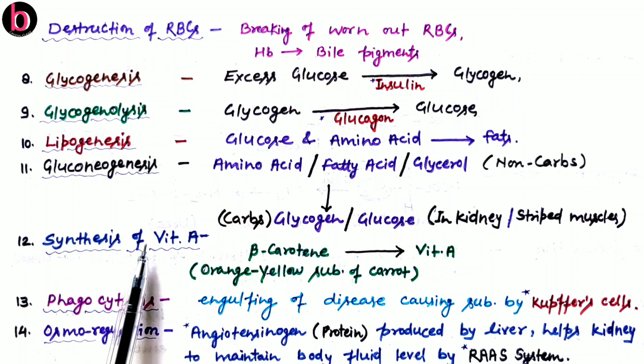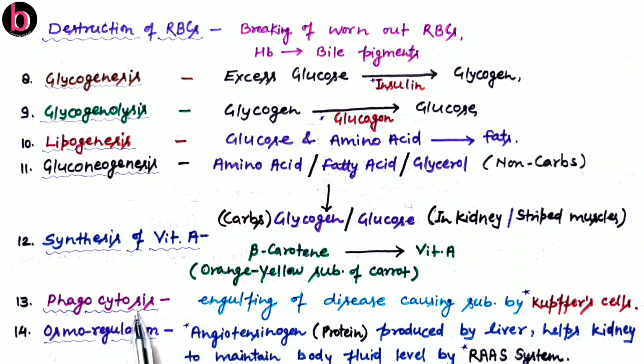The next one is about synthesis of vitamin A. So beta carotene, which is present in our diet, is converted into vitamin A. Beta carotene is yellow or orange in color. This is present mainly in carrot. So this beta carotene is also known as the precursor of vitamin A, and it is converted into vitamin A by the liver. So liver is also the site for synthesis of vitamin A.